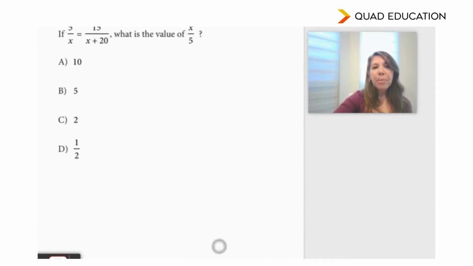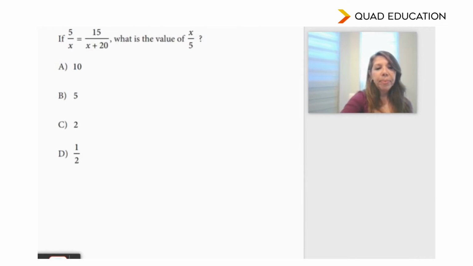If we scroll up to this question right here, in this equation, we're being asked to first solve one portion and then find a value of another. So let's start with the first half of this equation. We have 5 over x equals 15 over x plus 20.